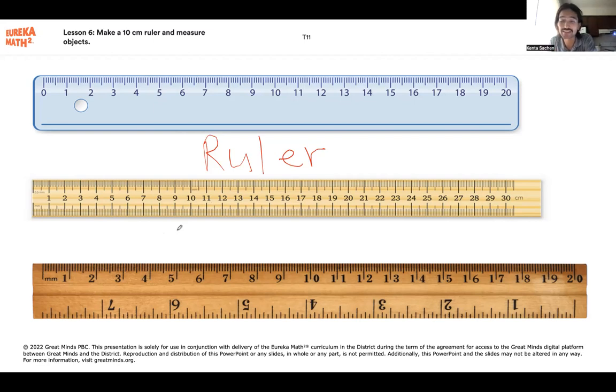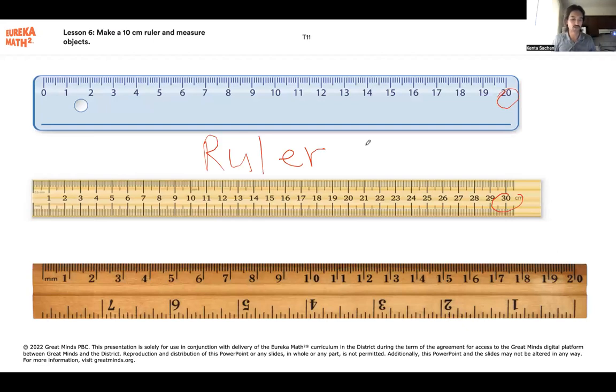So some of the sizes are a little bit different, it looks like. This one goes to 20. This one's to 30. This one, you can see that there's some bigger numbers, right? We're going to focus on these smaller ones today. These are called centimeters. These bigger ones are called inches. You might work on those later. Now, all these are rulers that we can use, right, to measure things.